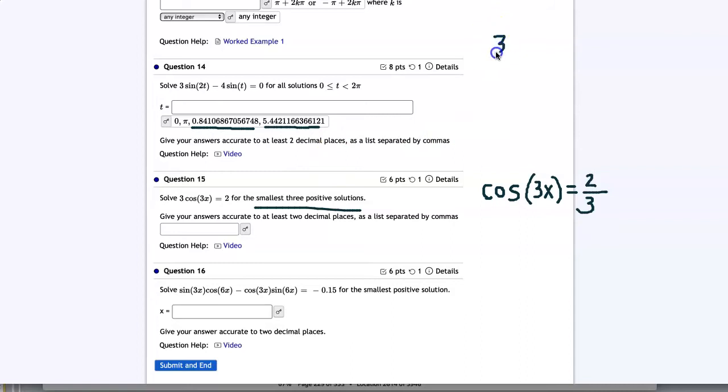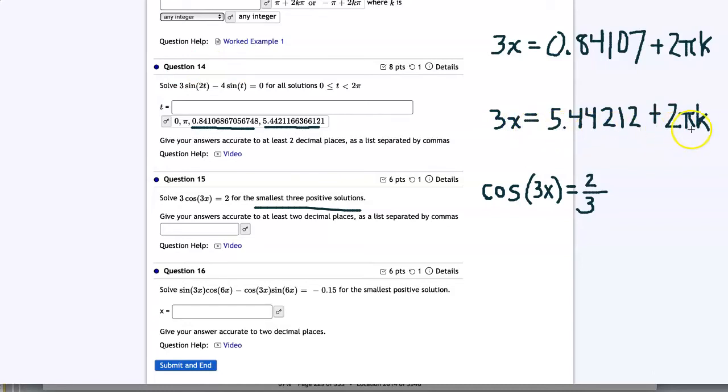So I'm going to set 3x equal to both of these, and at least the two decimal places, so I'm going to have 0.84, but I could have a rounding error, so let me go out a little further. I'll round there, plus 2 pi k. So this would be my first general solution. And then my second general solution would be that 3x is equal to 5.44, etc., plus 2 pi k.